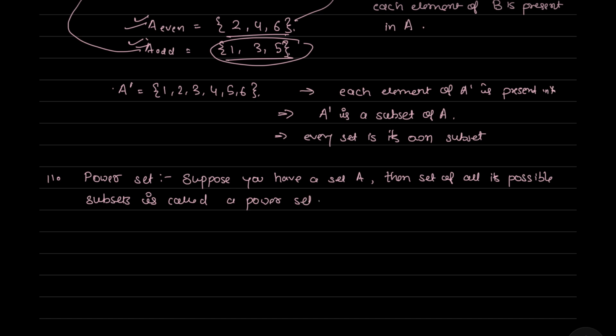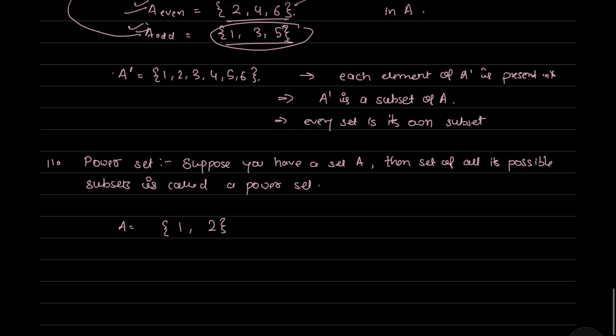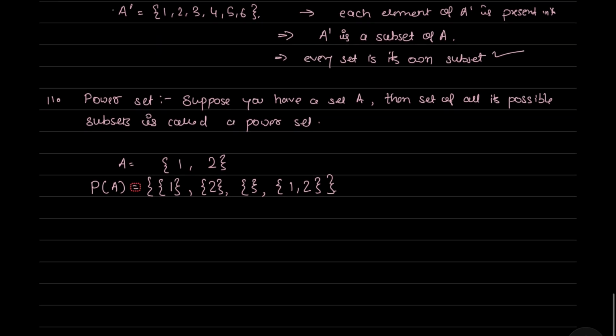For example, suppose my set A is equal to 1, comma 2. Then my power set is denoted by P of A. P of A is equal to, I will have my set as 1, 2, the empty set, suppose I take nothing out of it, and the set itself. As we have said, every set is its own subset. So this will be my power set. Few more things to note here.